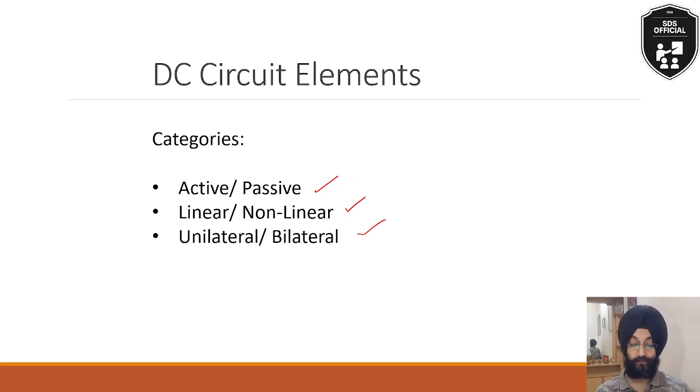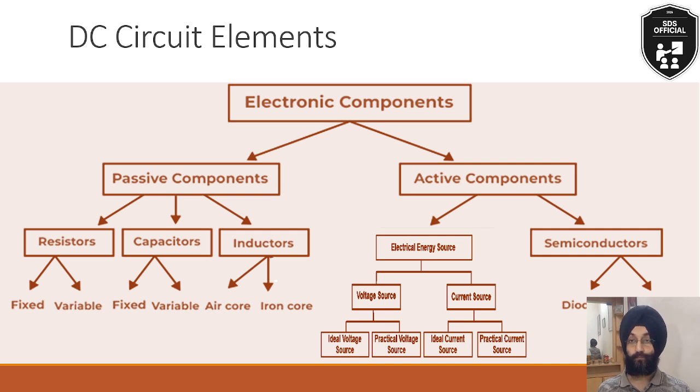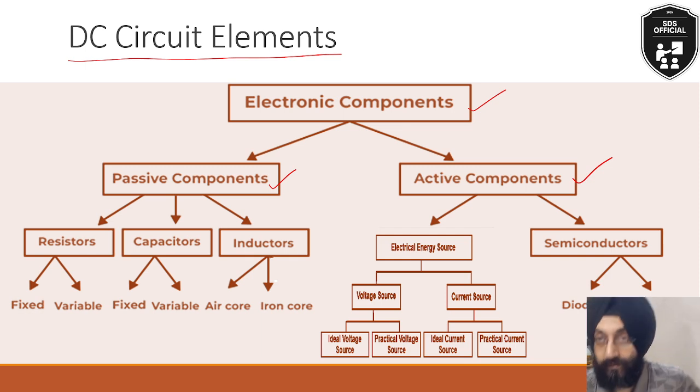Let us move further. So this is the proper classification which you are getting on the screen. Further classification of DC circuit elements. Electronic components are usually divided into two parts, passive components and active components. Active components, as we studied, are basically energy sources or diodes or transistors. These are again of two types, electrical energy sources and semiconductors. Semiconductor devices are of two types. These are either diodes or transistors.